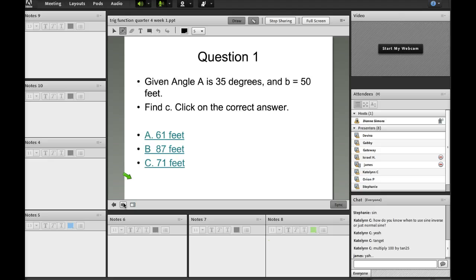All right, some more questions real quick. Angle A is 35 and B is 50 feet. So all I want you guys to do is to tell me what am I going to use? And again, think about that triangle that we had at the beginning with this is angle A, this is B up here, and this is C. What trig function am I going to use here? Tangent, sine, or cosine?